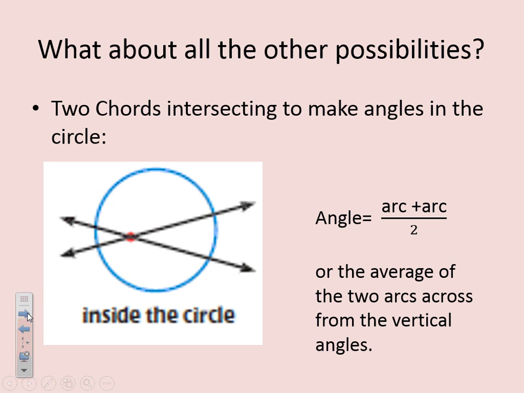Angle equals arc plus arc, because now, ladies and gentlemen, I'm working with two angles, so I'm also working with two arcs. So it's going to be arc plus arc divided by 2. Or if you want to think about this as taking the average of the two arcs across from the vertical angles, you can think about it that way. All right, make sure we get this in our notes, please, ladies and gentlemen. Here we go, on to the next one.